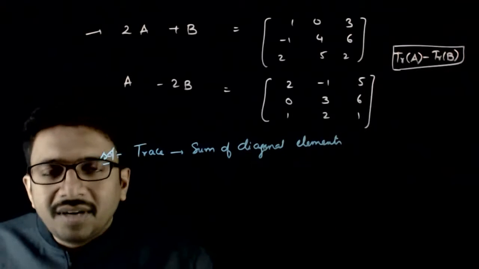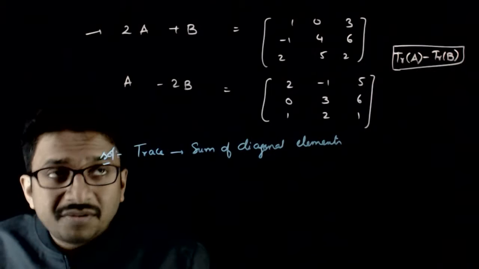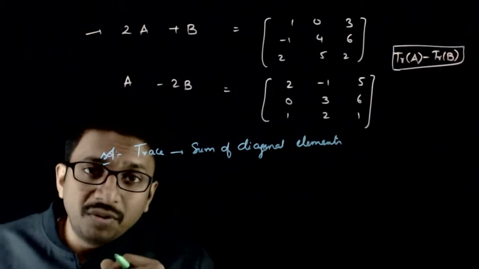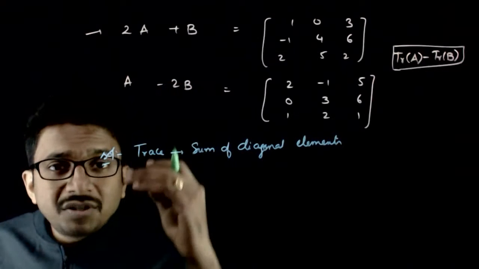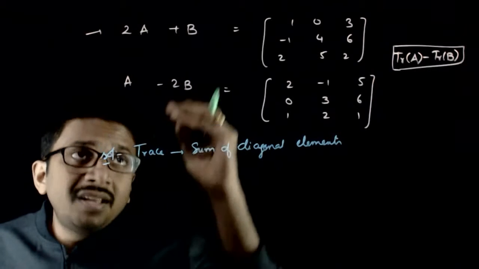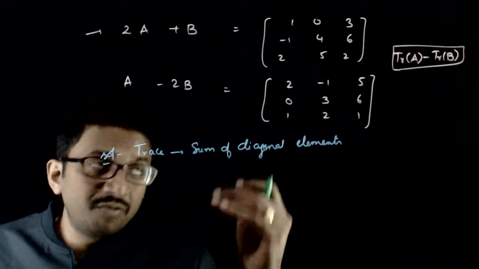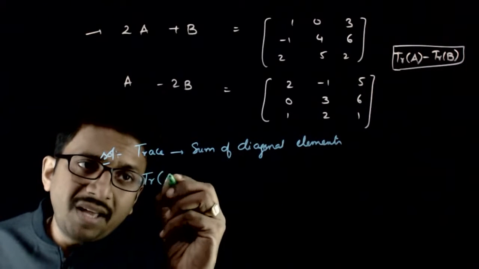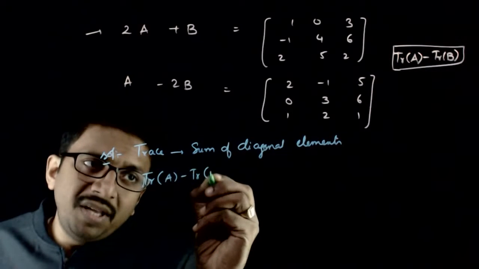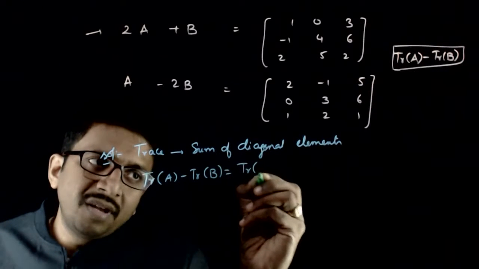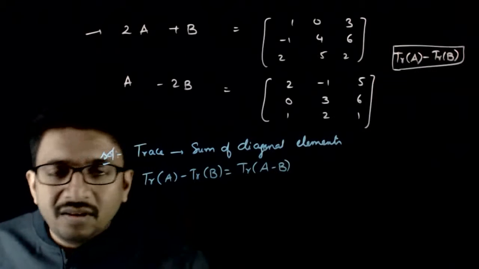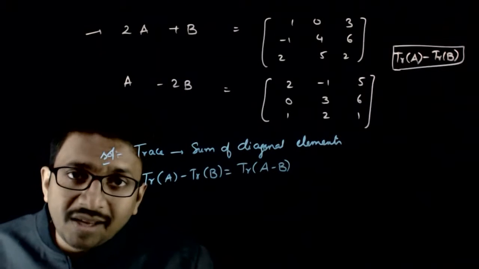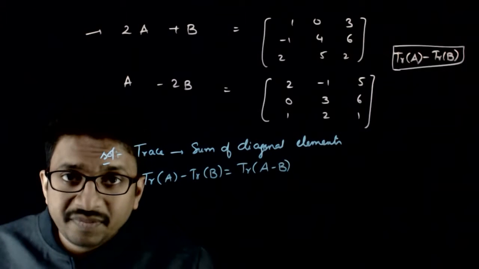Trace is the sum of diagonal elements. Now I want the trace of A minus B. So there are two ways to do this. I can just solve these equations to find A, I get trace of A. Solve these equations to find B, I get trace of B. I can subtract one from the other. Or I can use trace of A minus trace of B is nothing but trace of A minus B. So if I can find A minus B using these two equations also, I can get the answer.